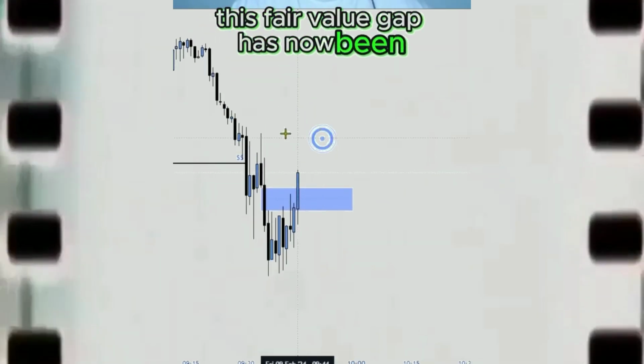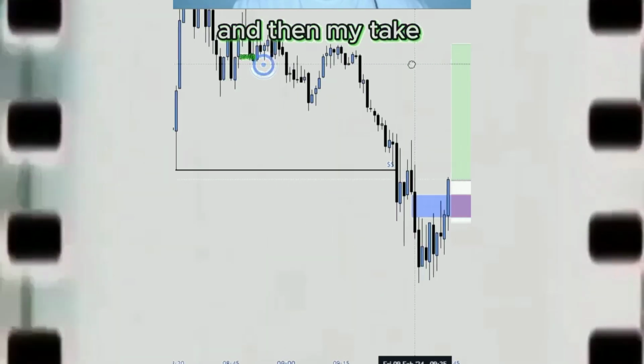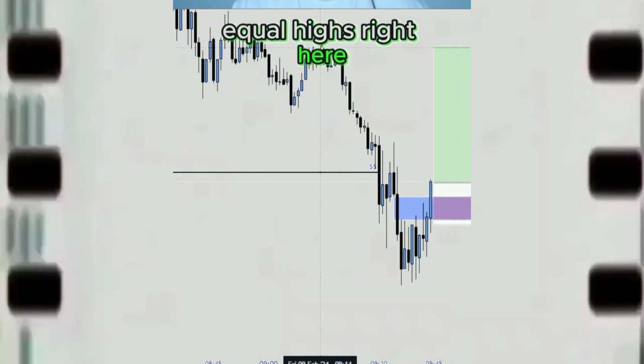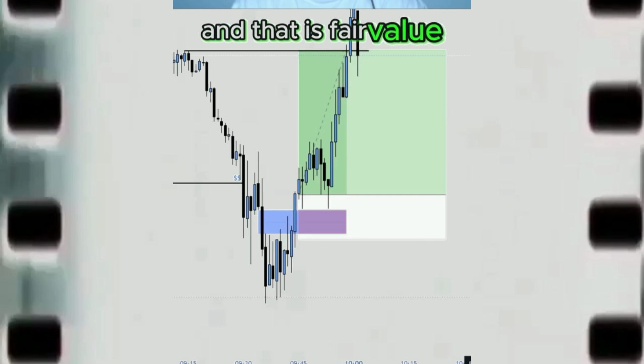Right here, this fair value gap has now been disrespected. Therefore, I will enter into a long position, my stop loss will be a candle close back below this fair value gap, and then my take profit will be these equal highs right here because they are an extremely strong draw on liquidity. Now this is exactly what I mean by you only need two things to be profitable in the market, and that is fair value gap and liquidity.